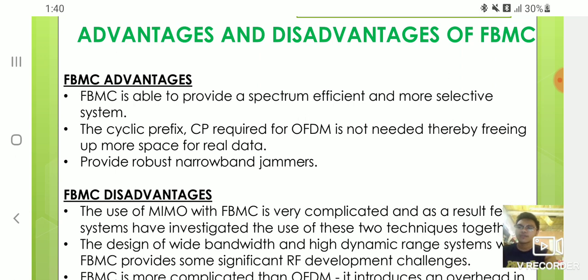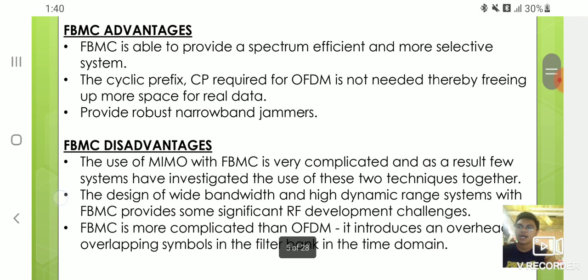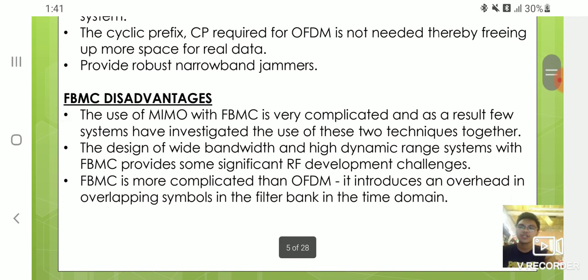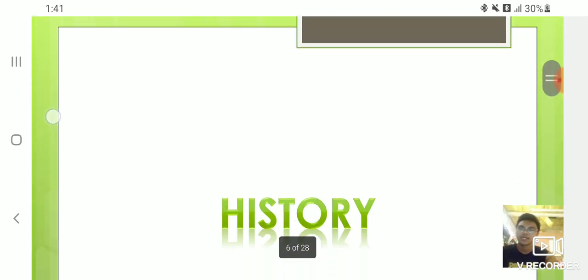Here we have the disadvantages of FBMC. The use of MIMO with FBMC is very complicated, and as a result, few systems have investigated the use of these two techniques together. The design of wide bandwidth and high dynamic range systems with FBMC provides some significant RF development challenges. FBMC is more complicated than OFDM. It introduces an overhead of overlapping symbols in the filter bank and the time domain.